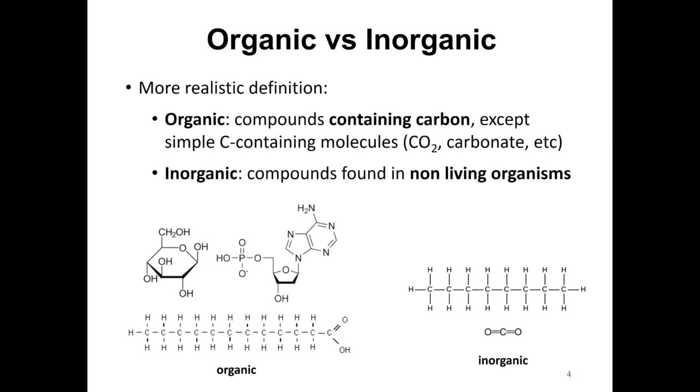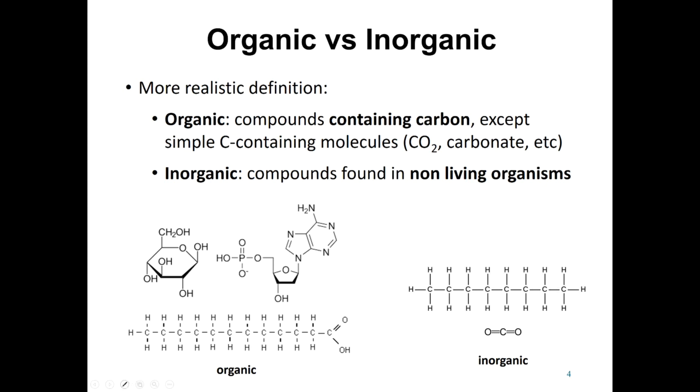So a more reasonable definition nowadays is that organic compounds are all those compounds that do contain carbon and possibly oxygen as well, except for very small molecules such as carbon dioxide and carbonate. Whereas inorganic molecules are compounds that are found only in non-living organisms. So here you have some examples at the bottom.